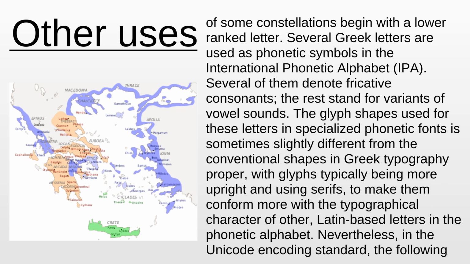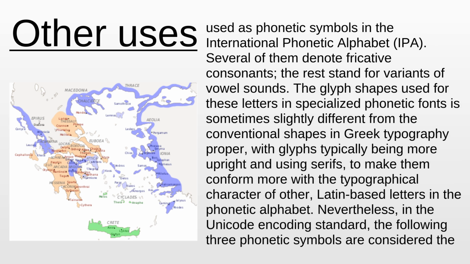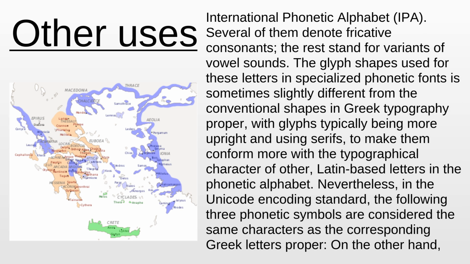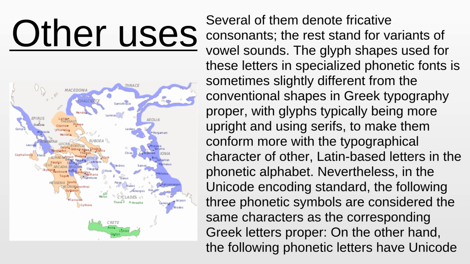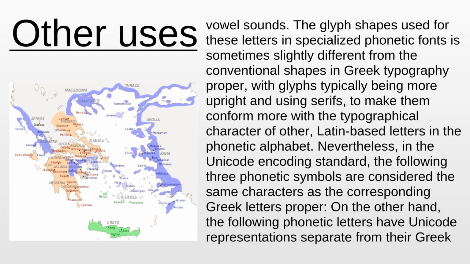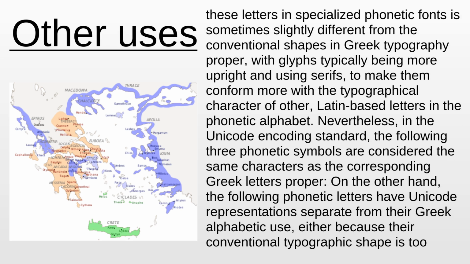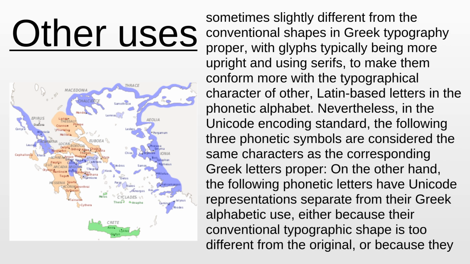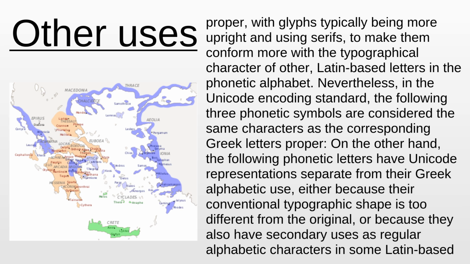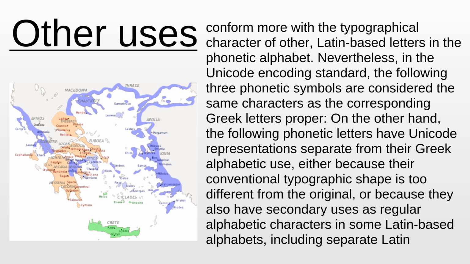Several Greek letters are used as phonetic symbols in the International Phonetic Alphabet, IPA. Several of them denote fricative consonants. The rest stand for variants of vowel sounds. The glyph shapes used for these letters in specialized phonetic fonts are sometimes slightly different from the conventional shapes in Greek typography proper, with glyphs typically being more upright and using serifs to make them conform more with the typographical character of other Latin-based letters in the phonetic alphabet.